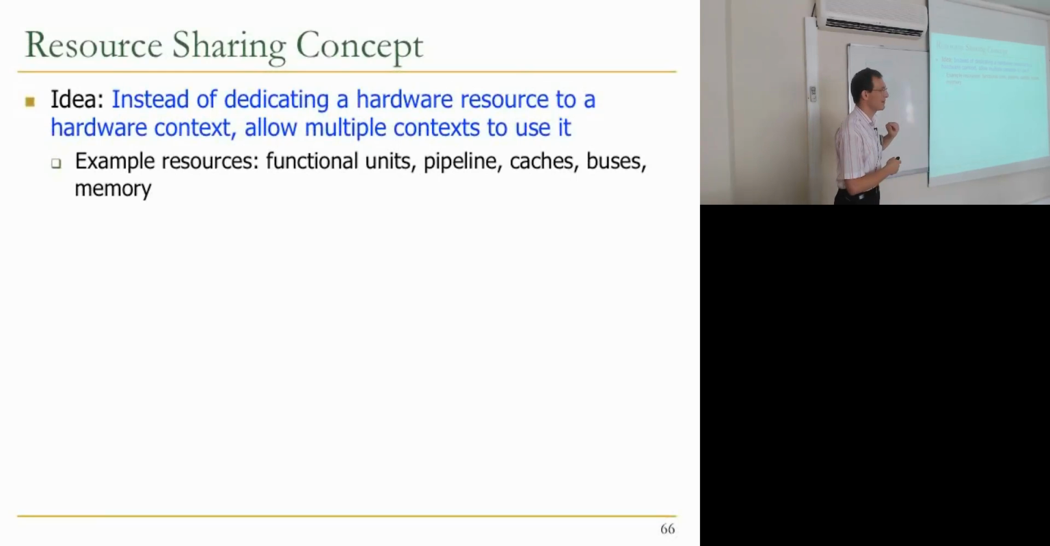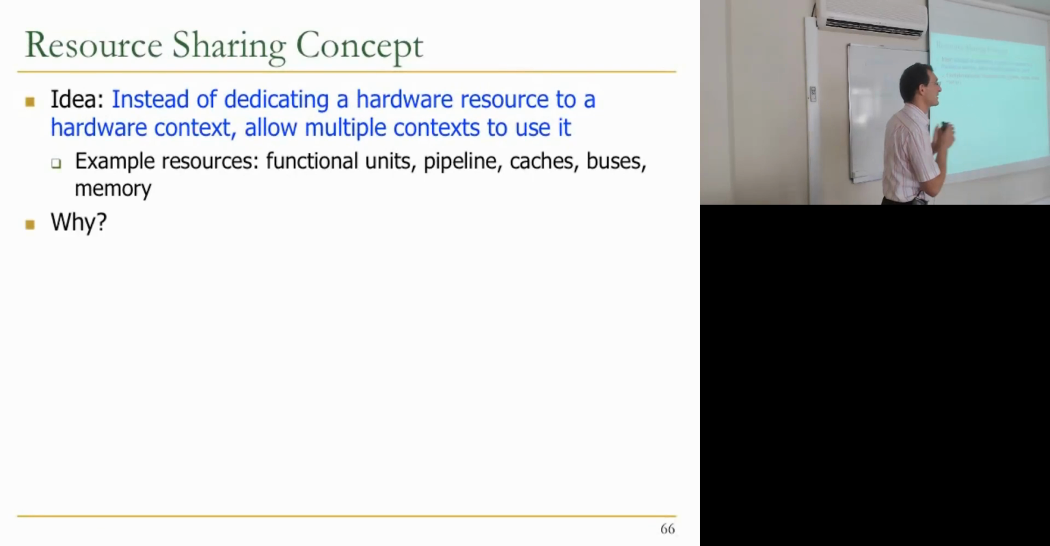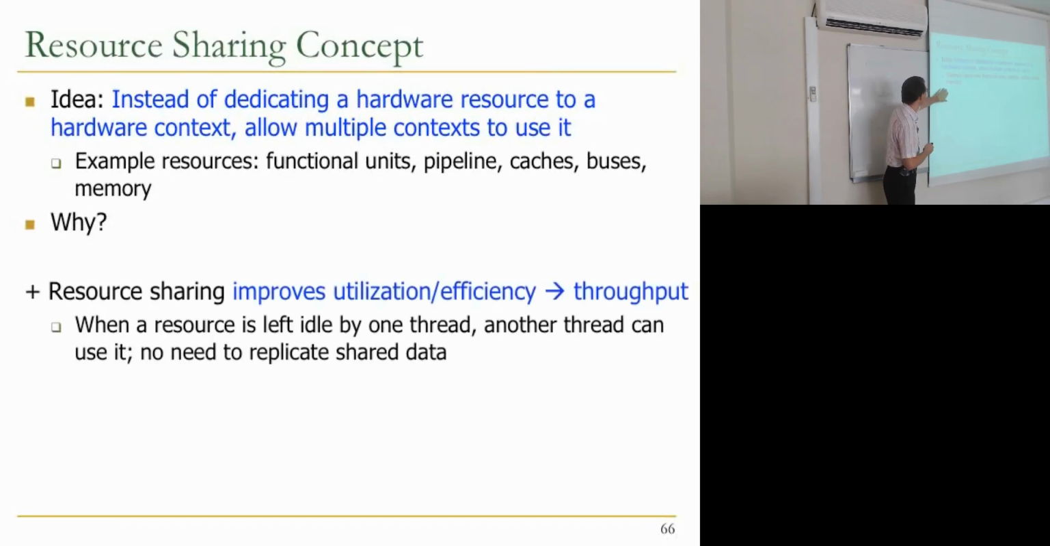So why are these shared? Well, these don't need to be shared, right? But the resource sharing is important. The key idea is instead of dedicating a hardware resource to a hardware context or a core, we allow multiple contexts or multiple cores to use it. I said multiple contexts here because you could have this in a multi-threaded processor also. In a multi-threaded processor, you have multiple contexts. There are many resources: functional units, pipeline, caches, buses, and memory. And functional units are shared between different threads in a multi-threaded processor. So you could take the resource sharing to the extreme in a multi-threaded processor.